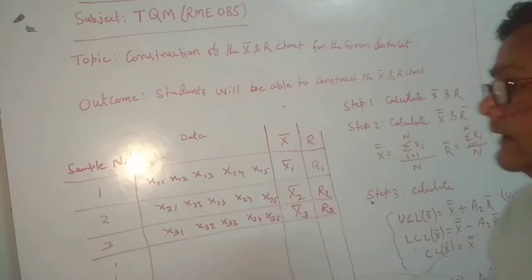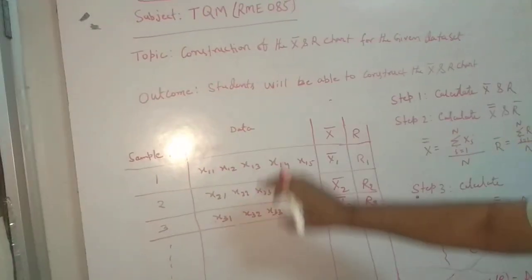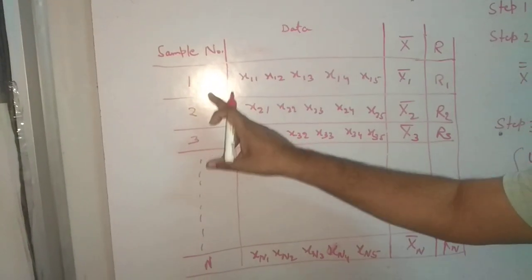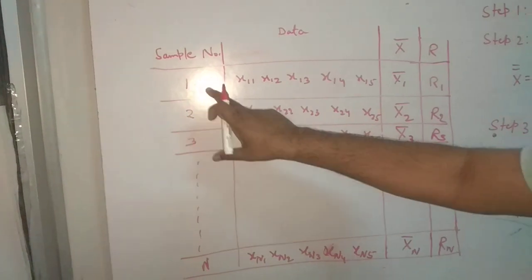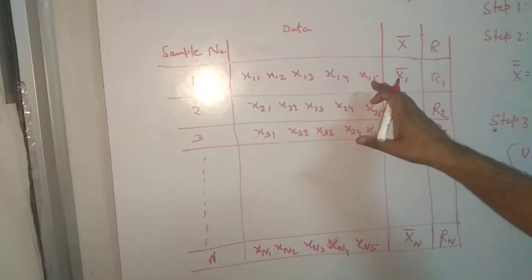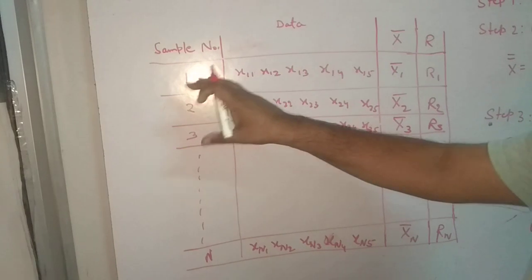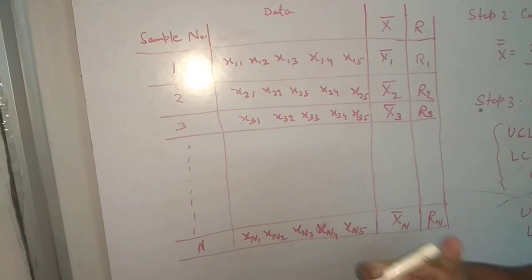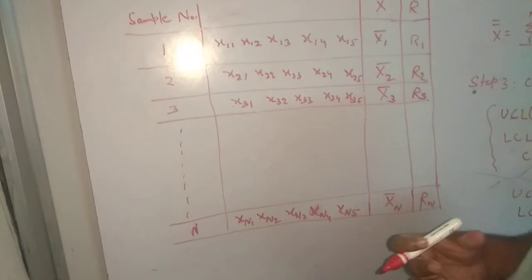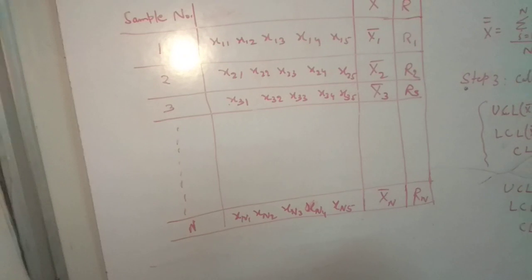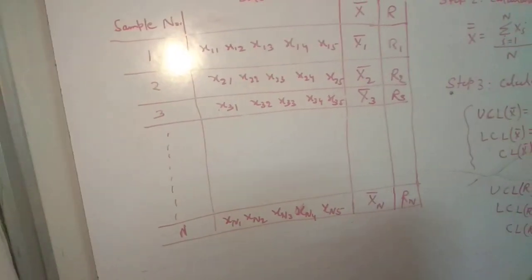Okay, consider a data set in which you are given n samples. A quality control inspector takes the n samples, and in each sample they are taking 5 products and checking them for a quality parameter. Say it is the diameter of a shaft or whatsoever it may be.